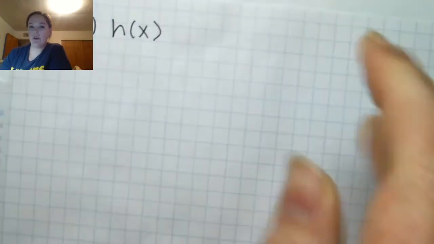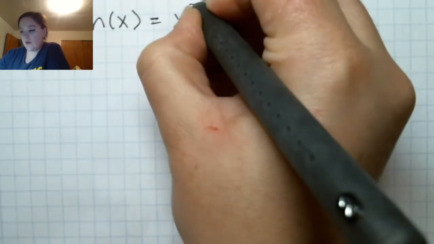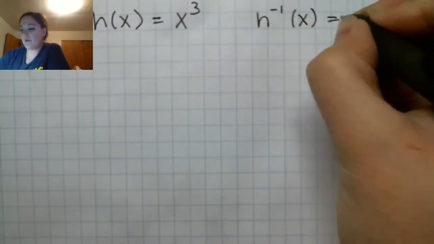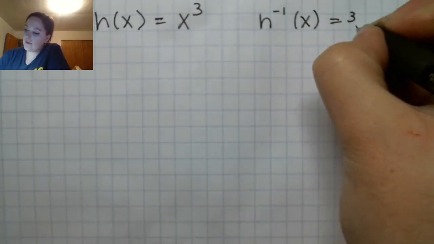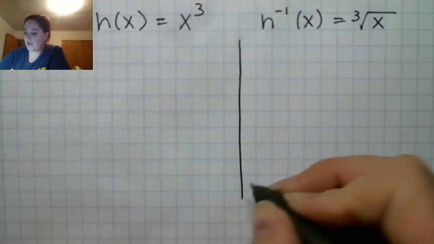Now, the last graph I want to do before I reveal how these graphs are related is one of our base graphs that we also said we know are inverse functions. So we'll do the original function being x cubed. This is one of our base graphs, and its inverse function, the opposite of the cube, is the cube root. Since these are both base graphs, we should be able to sketch them pretty easily.